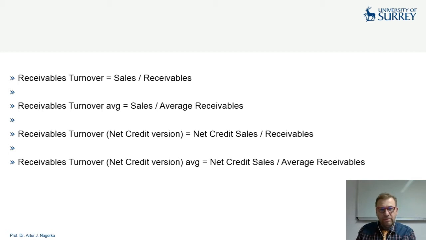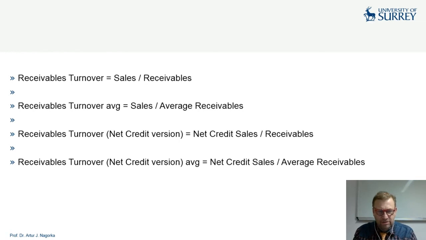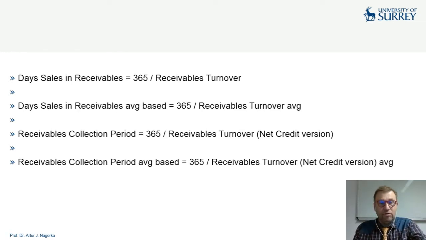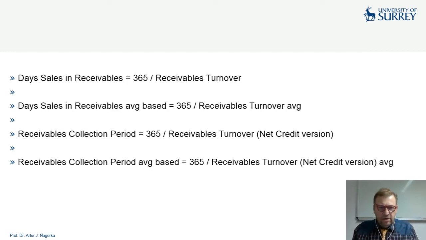All right? Because now the next page will be even more scary, because there are some definitions like days sales in receivables. We take the measure that is here, receivables turnover, but we express this in number of days. So we divide 365 by receivables turnover, and now we know our average days of collecting receivables. As well, it comes in the version based on average receivables. So when we take this, we call it days sales in receivables based on average receivables.